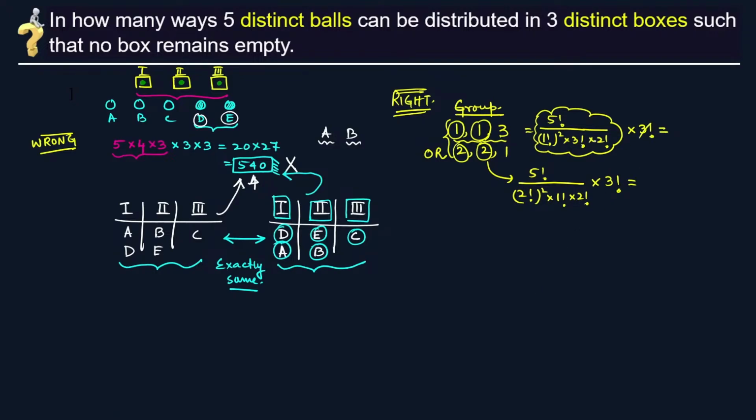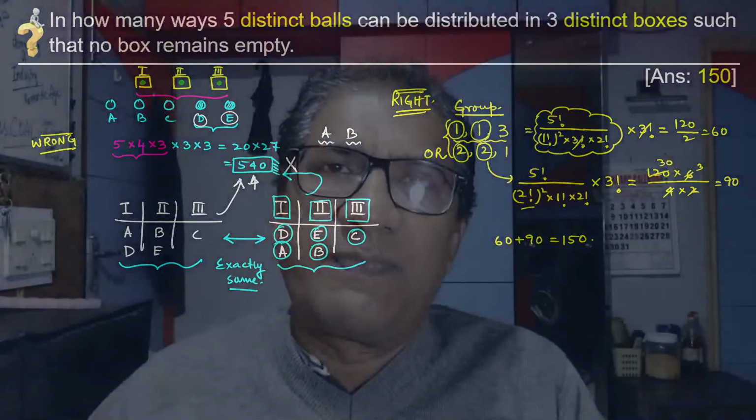So the total number of ways will be either this or this. So what will this be? Let me just calculate this one. So 120 divided by 2 gives us 60. This is 120 into 6 divided by factorial 2 squared, that is 4, and here it is 2. So 720 divided by 8 gives us 90. Therefore, the total number of ways in which these 5 distinct balls can be distributed in 3 different boxes such that no box remains empty is 60 plus 90, that is 150. And that's your answer. Is it clear?